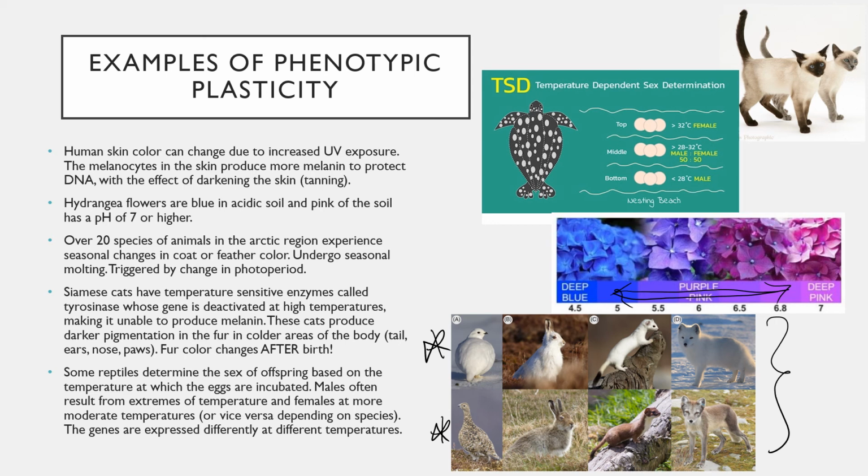Another example that's a really cute one is Siamese cats. There's a gene that creates a temperature-sensitive enzyme called tyrosinase. And this gene is deactivated at high temperatures. When that happens, they cannot make melanin anymore. And melanin is the pigment that makes skin or hair or fur darker.